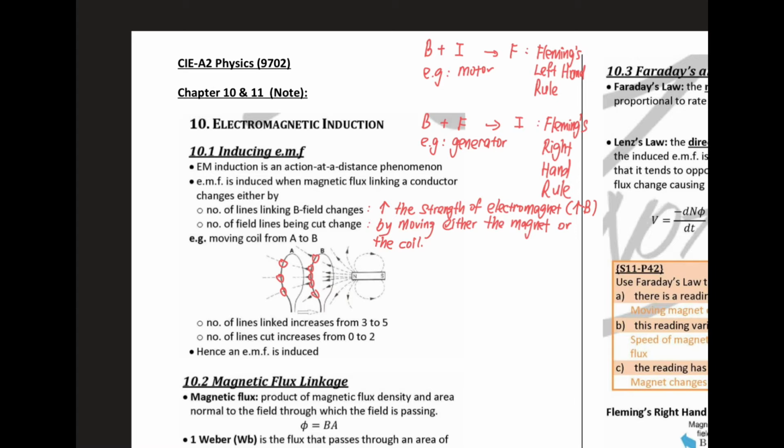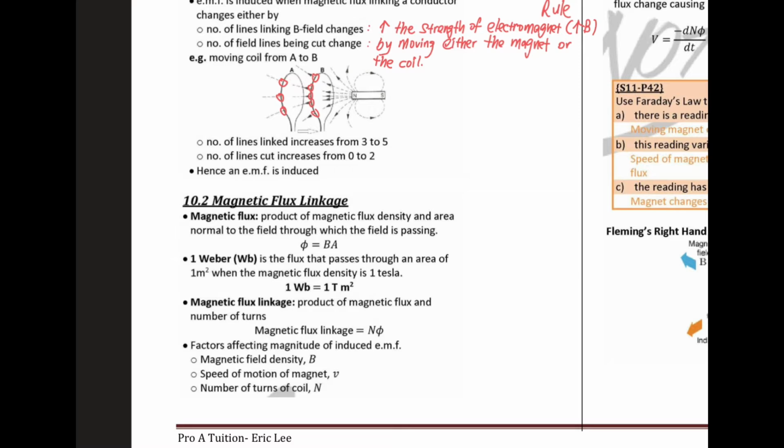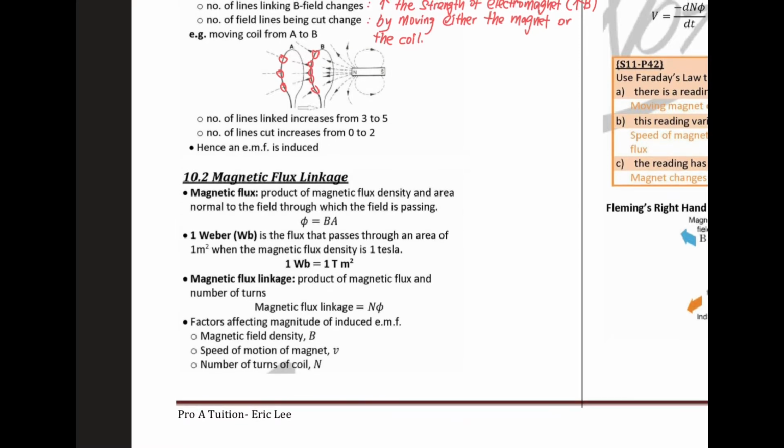Okay, now let's move on. 10.2. So we have formulas and terms over here. 10.2, magnetic flux linkage. So you see they keep talking about link at the beginning. Here, link. Just now on top also link. So now, linkage.